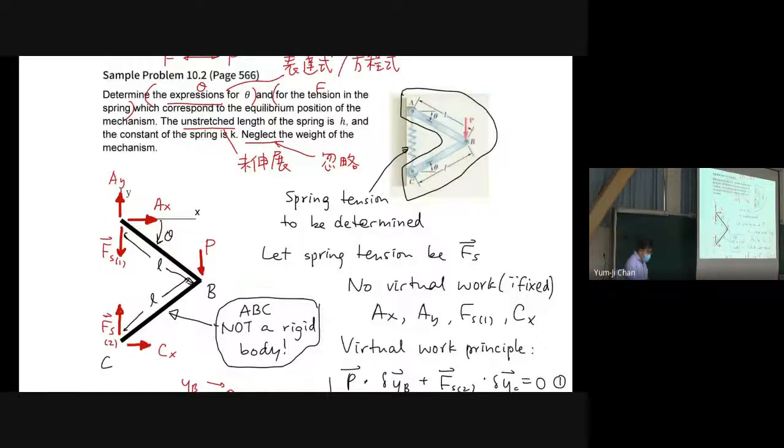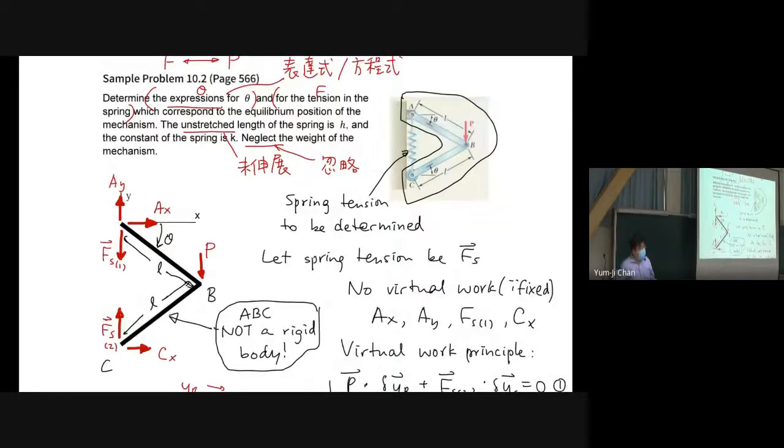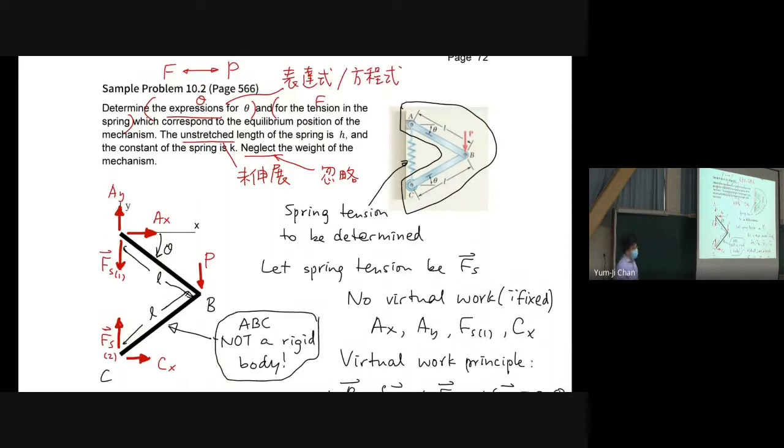Okay, now we go to sample problem 10.2. If you don't have the PDF, I have got the hard copy at the entrance. Now the problem is like this.